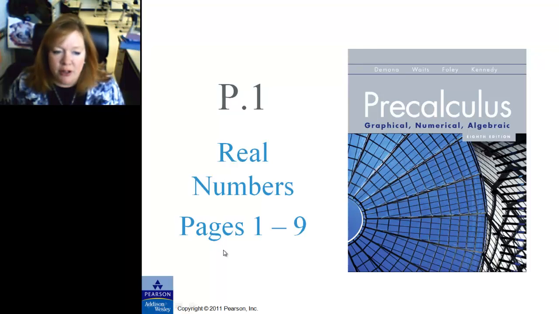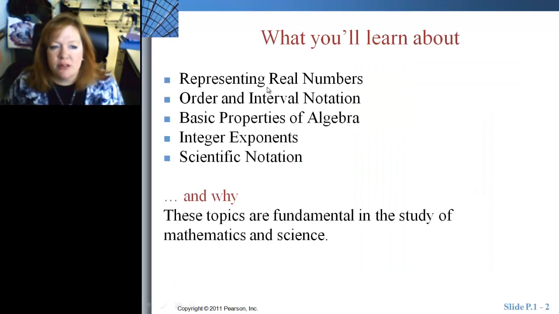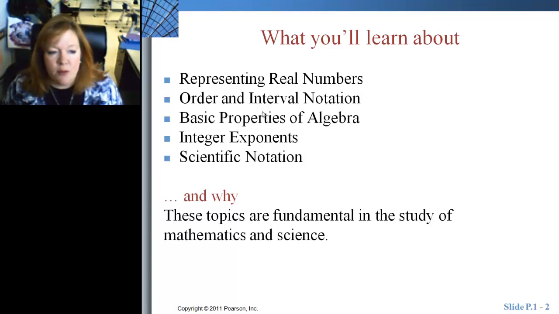All algebra classes start with talking about real numbers and how to categorize them, converting between decimals and fractions, and so on. So today what we're going to be doing is talk about representing real numbers, order and interval notation. That may or may not be new to you, but we'll explain how to go about that and give you some examples. Basic properties of algebra, which you should already be familiar with. Integer exponents and their properties, which you should already be familiar with, and scientific notation, just a quick refresher on that. These topics are fundamental in the studies of mathematics and science, so you need to know all about them.